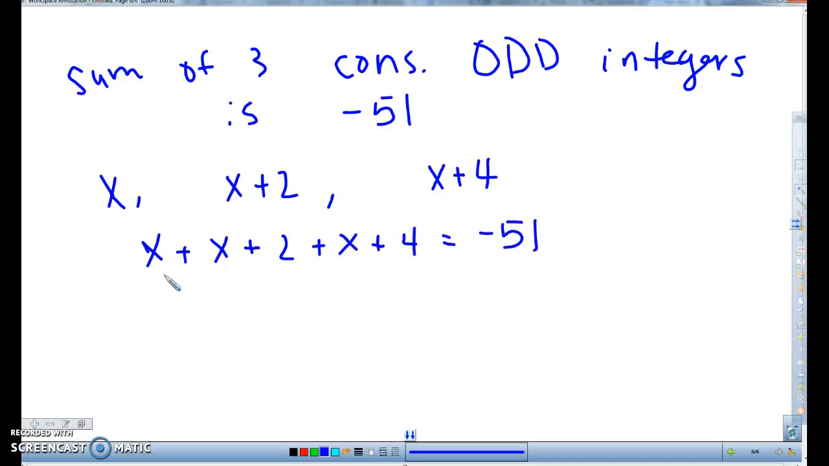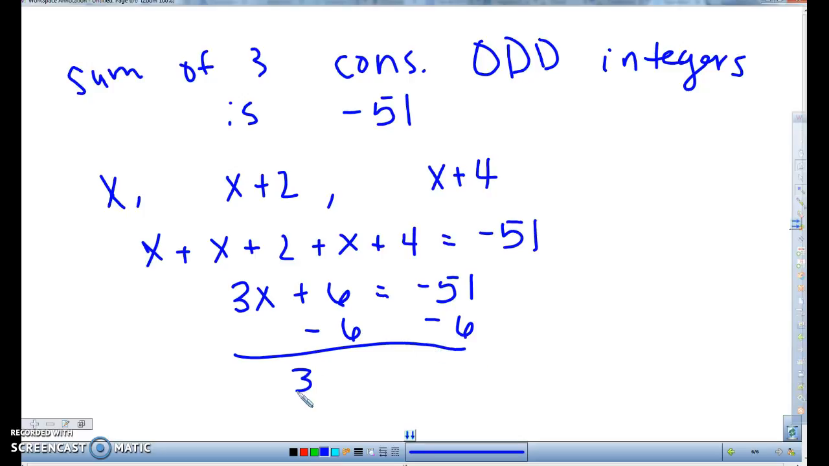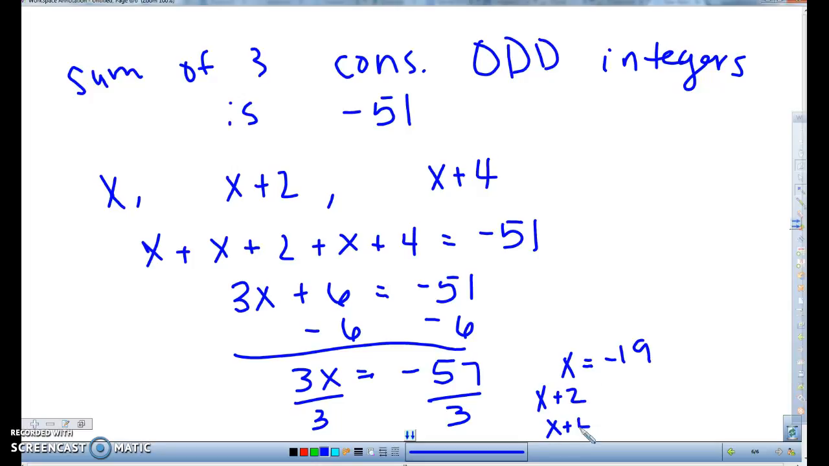I'm going to combine like terms. I have 3 x's, so I have 3x. 2 and 4 is 6, and that is equal to negative 51. If I subtract 6 off both sides, I get 3x is equal to negative 57. I divide both sides by 3. 57 is divisible by 3. X would be negative 19. Again, I'm not done. I need to know x plus 2 and x plus 4.